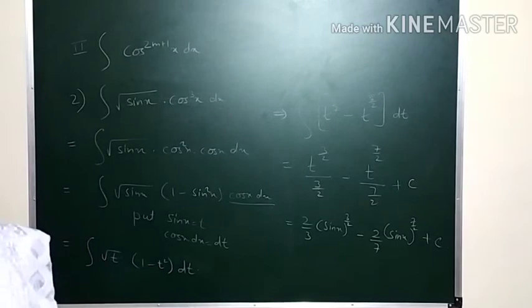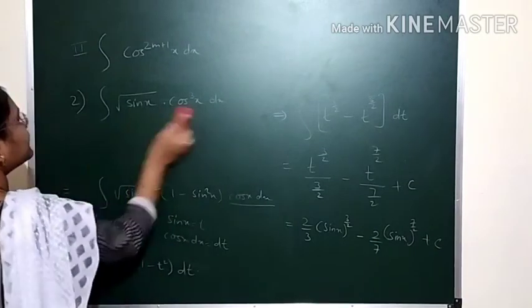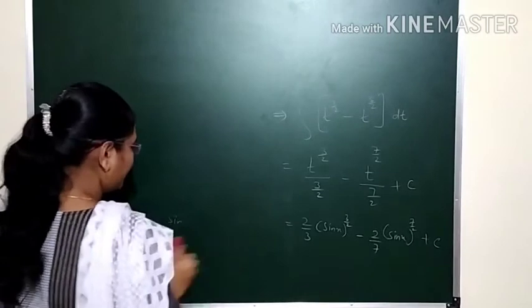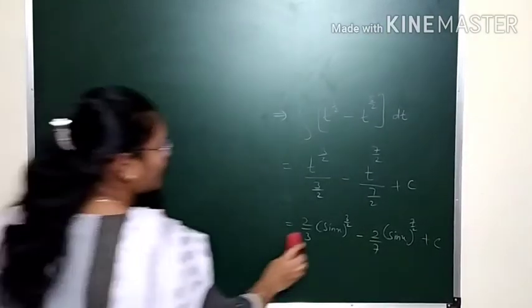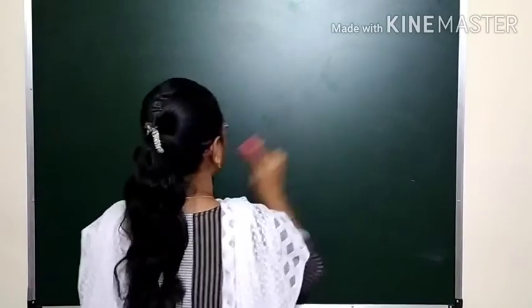Now we'll see even and odd powers of the sin x and cos x functions. That was the first part, in which we saw odd powers of the sin and cos functions. Now we'll see even and odd powers of the sin x and cos x functions. Second.